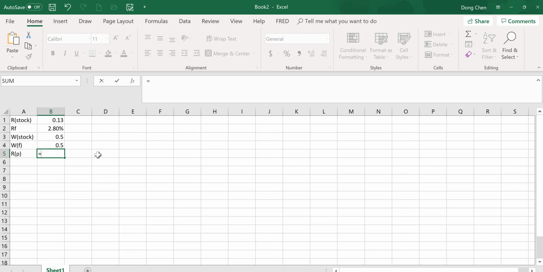Hence, the portfolio expected return is the return on the first asset multiplied by the weight on the first asset, the stock, plus the return on the second asset, the risk-free asset, times the weight on the second asset. And so that's the final answer.